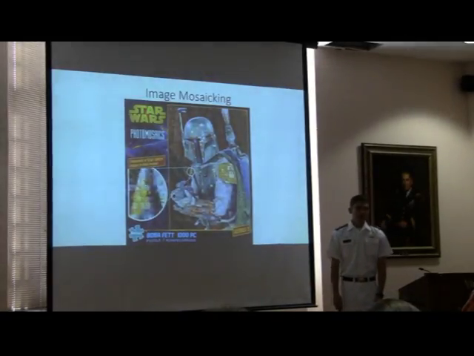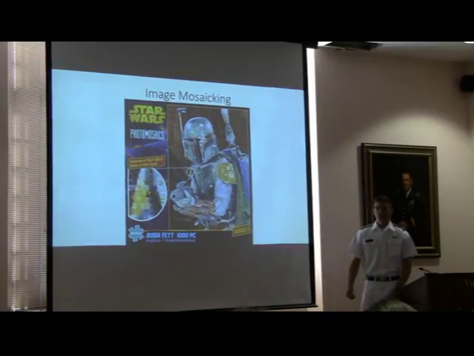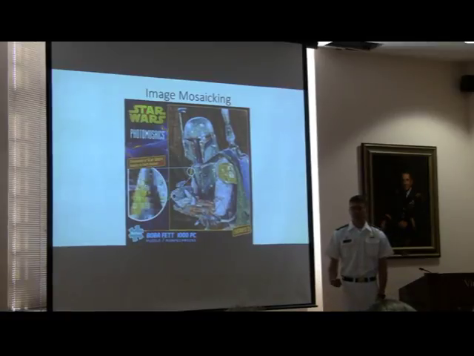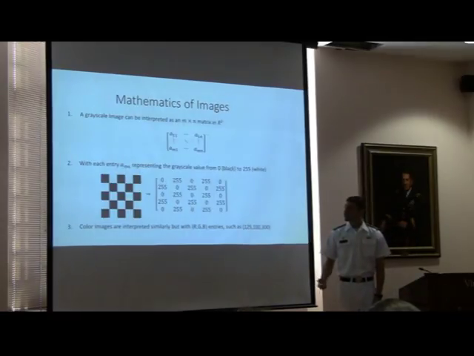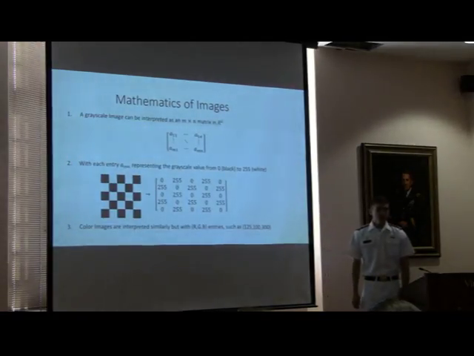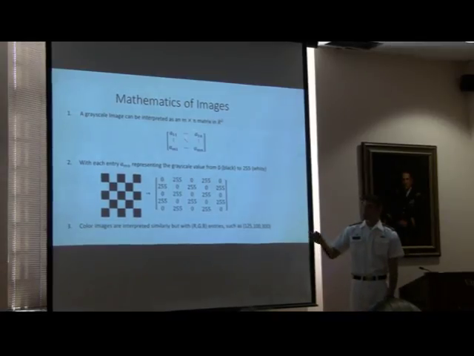So first, I'll explain to you what an image mosaic is. This is a Star Wars puzzle, and it's a Boba Fett made with entirely reels of footage from the Star Wars films. So here are the small images right here that compose the larger picture of Boba Fett.